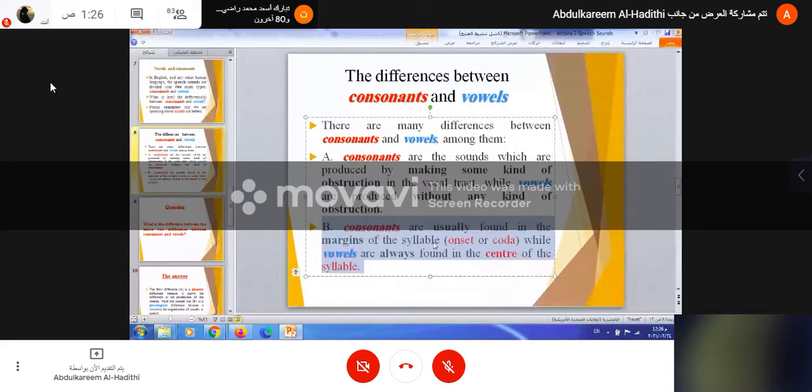Consonants are produced by making an obstruction in the vocal tract. Vowels are produced without making an obstruction in the vocal tract.